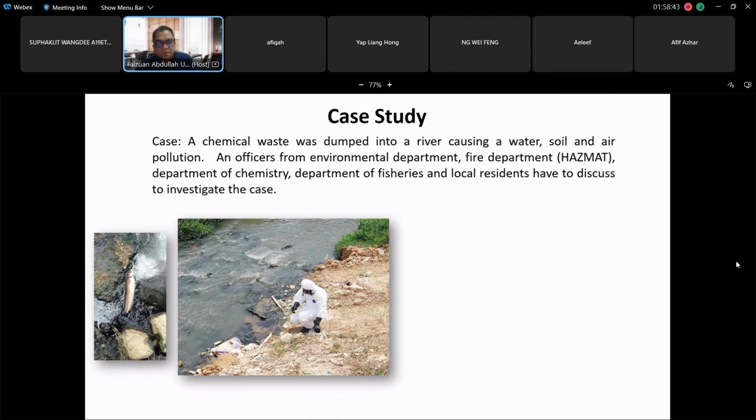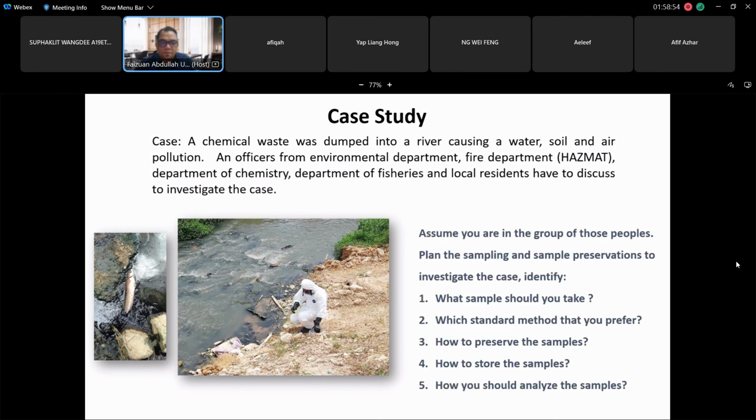So an officer from the environmental department, fire department, department of chemistry, department of fisheries, because some fish also died there, and local residents have to discuss to investigate the case. Assume that you are in the group of those people, plan the sampling and sample preservation to investigate the case. Identify what sample you should take, which standard method you should prefer, how to preserve the sample, how to store the sample, and how you should analyze the sample.